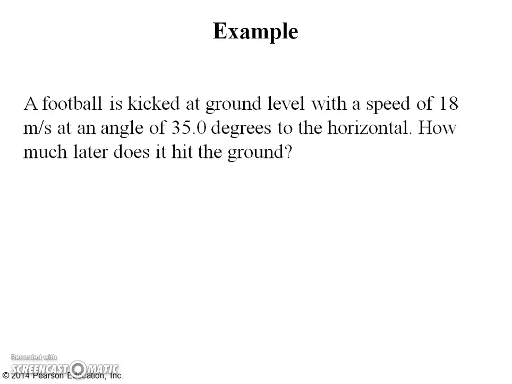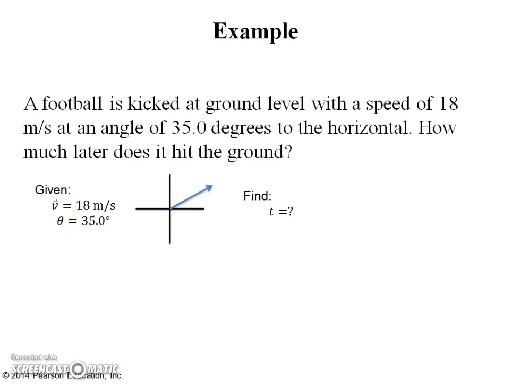Alright, another example. Press pause and try to solve this on your own. A football is kicked at ground level with a speed of 18 meters per second at an angle of 35 degrees to the horizontal. How much later does it hit the ground? Here's our givens. Velocity is 18 meters per second at 35 degrees, and we want to find time.